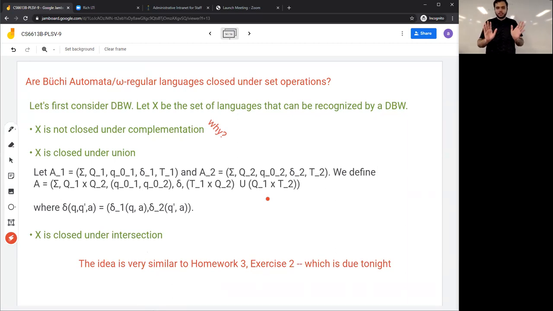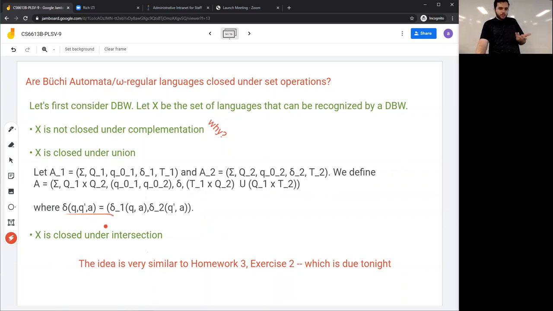How do you do this? Very easily. If one of them accepts, what does that mean? It means that you should accept if in one of the two automata you see the accepting state infinitely many times. So you define the set of states of your union automaton to be the cross multiplication of the two sets, and the initial state is the same. And the targets are basically these. A vertex is a target if either its first component was a target in the first automaton or its second component was a target in the second automaton. So it's T1 times Q2 union Q1 times T2.